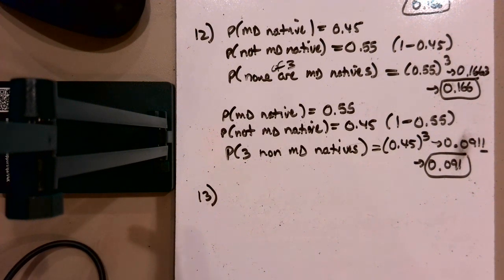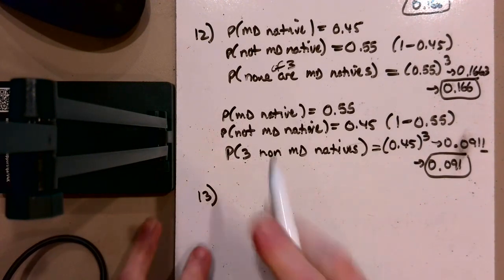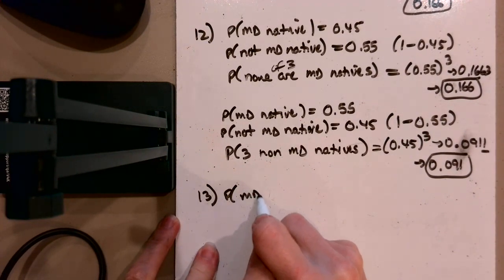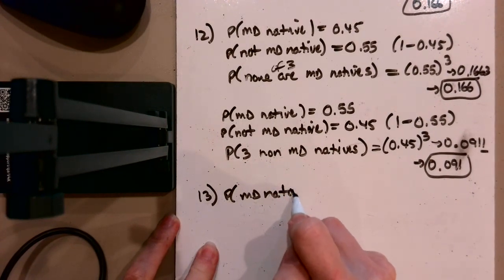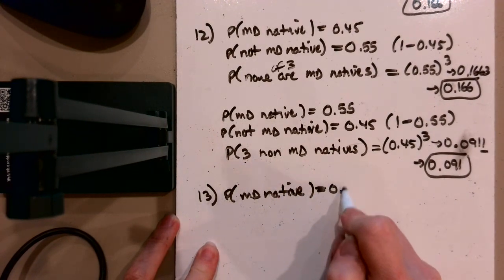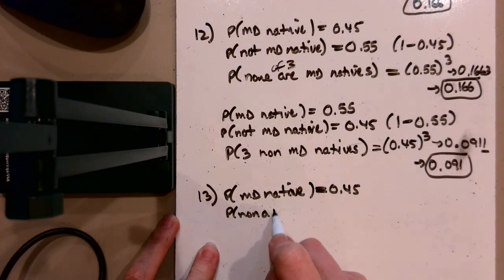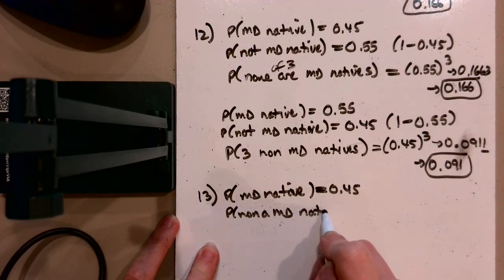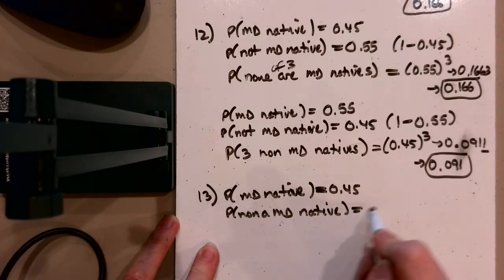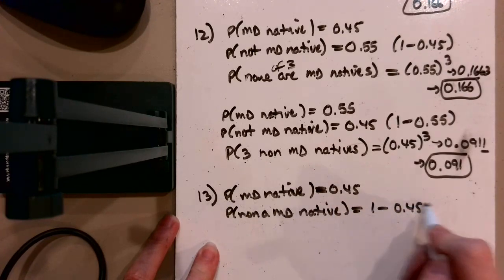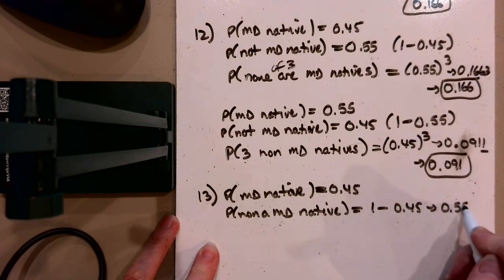Okay, back again, and we're now starting with question 13 from test 2 from Math 107. One version says the probability a student is a BCCC student is a Maryland native is 45%. So that means the probability that a BCCC student is not a Maryland native would be 1 minus 0.45, which gives you 0.55.